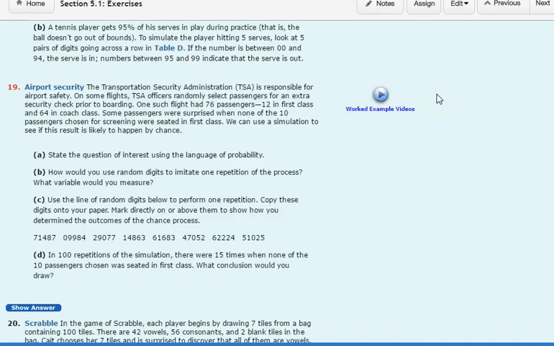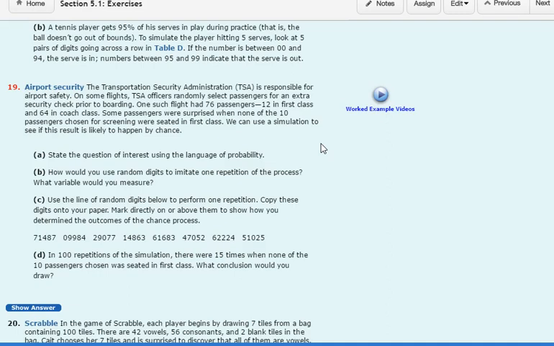Now let's go through one complete simulation example problem. The Transportation Security Administration, TSA, is responsible for airport safety. On some flights, TSA officers randomly select passengers for an extra security check prior to boarding. One such flight had 76 passengers, 12 in first class and 64 in coach class. 12 in first class, that's the more expensive seats, 64 coach class, the less expensive seats.